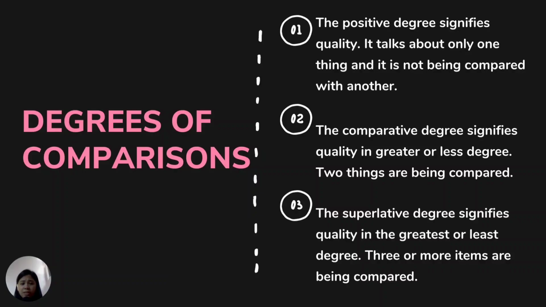The positive degree signifies quality. It talks about only one thing and it is not being compared with another. The comparative degree signifies quality in greater or less degree. 2 things are being compared. And the superlative degree signifies quality in the greatest or least degree. 3 or more items are being compared.